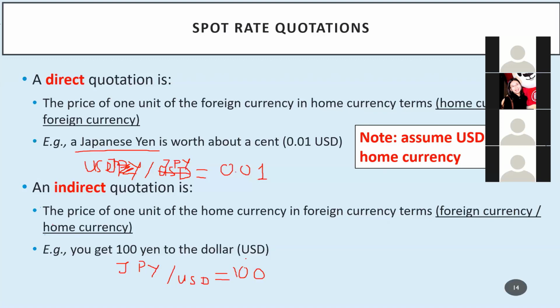Say for example, let's take this quote. I'm saying that 100 is the amount of yen equivalent to 1 USD, right? So this quote means the number of yen per USD, okay?